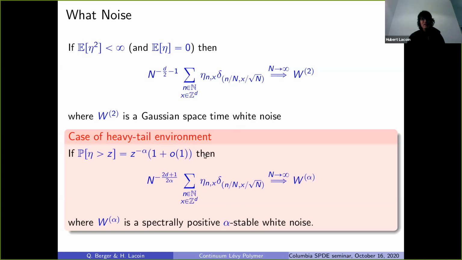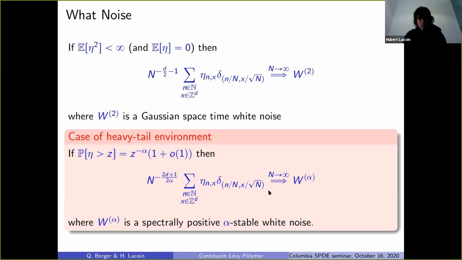When you have a heavy-tailed environment, you have the same type of convergence, in the same manner that a random walk with finite second moment will converge to Brownian motion, and a random walk with heavier tails will converge to a Levy process. Here we will converge to an alpha stable white noise.